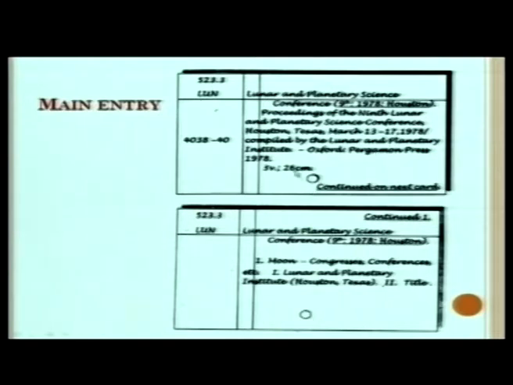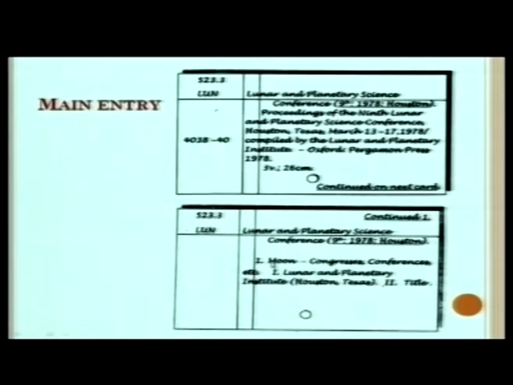Since this one card is not sufficient for recording all the bibliographic particulars for this conference proceeding, we are continuing on the next card. For that we have to always use the phrase "continued on next card" in the first card. Then when we start the next card, we have to start with "continued 1". Then the tracing section is done.